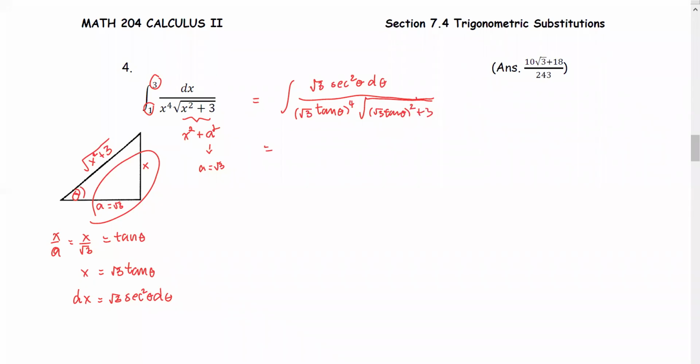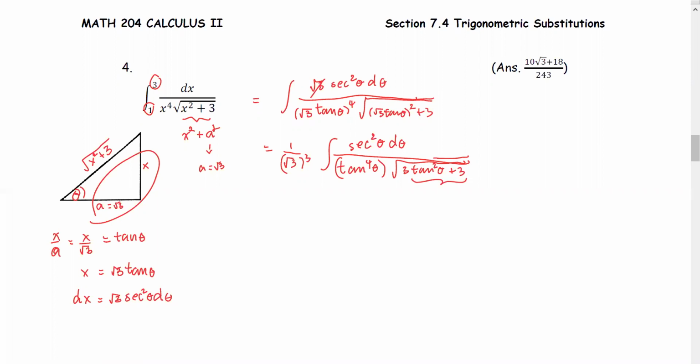Simplify the numbers. We have the square root 3 on the top, or at the numerator, and the denominator we have square root 3 to the power 4. This one reduced becomes 1 over square root 3 to the third power. Keep the numerator as secant squared theta d theta for now. The denominator is the tangent to the fourth of theta. Under the radical, we have square root 3 squared, which is 3, tangent squared theta plus 3.